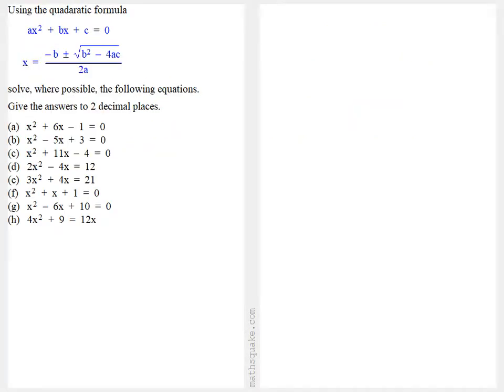Now, pause the video at this point. Using the quadratic formula, try and work out the solution to the following quadratic equations. When you restart the video, I'll go through the solutions.